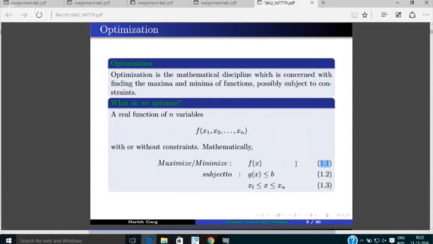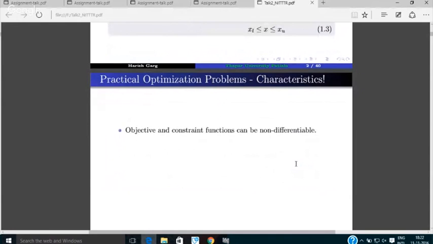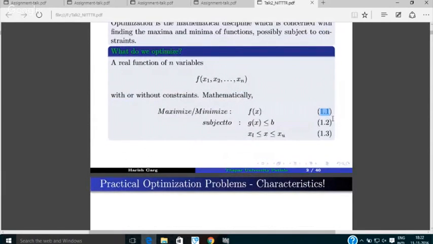It may be that the first order derivative is easy to calculate, but the higher order derivatives, second derivative, third derivative, are not an easy task. Okay, so what are the practical optimization problem characteristics? This is called constraint optimization, because 1.2 is there. If I omit 1.2, then that type of optimization problem is called an unconstrained optimization problem, meaning there is no boundation on that. If 1.2 is included, then that problem is called a constrained optimization problem.